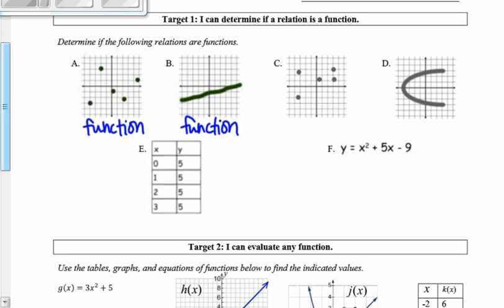On C, right there, it does not pass the vertical line test, so this is not a function. And then on D, it doesn't pass in a lot of places. There's one example of a place, so that would be not a function.